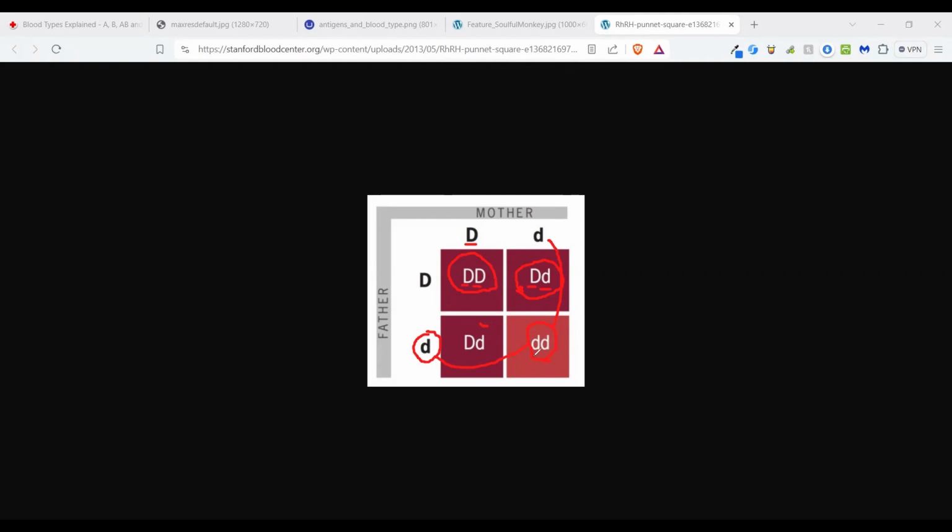And then here's the last case. This child is also homozygous because their alleles are the same. They're both lowercase d, so they are homozygous recessive. So let's just review that.